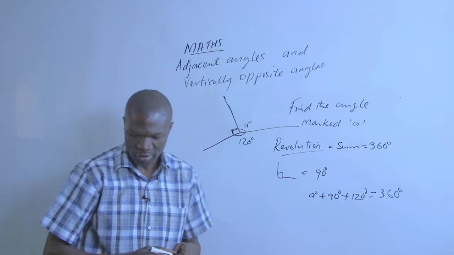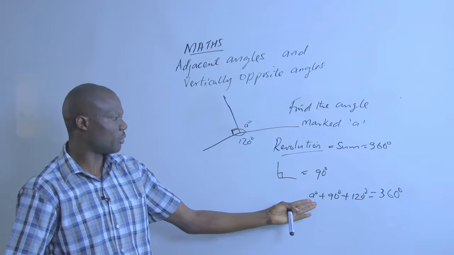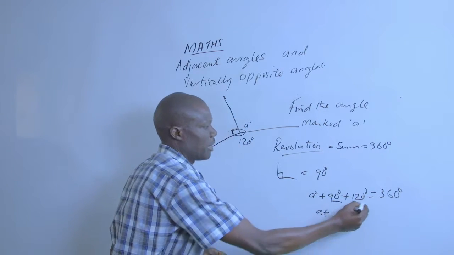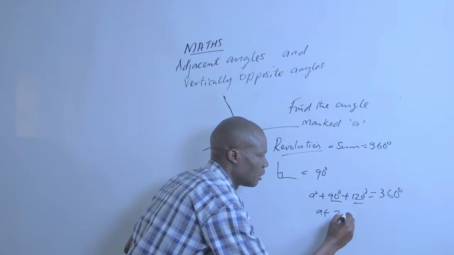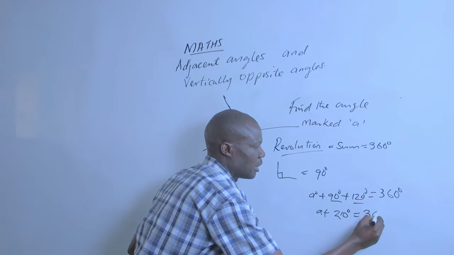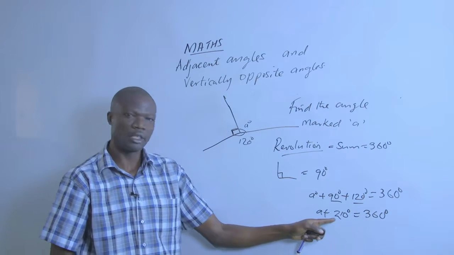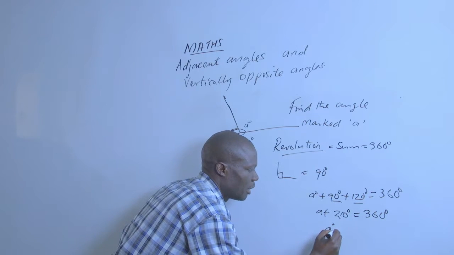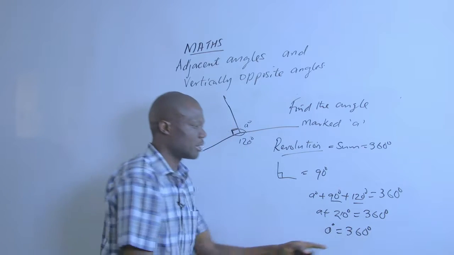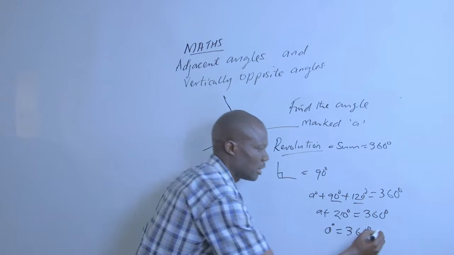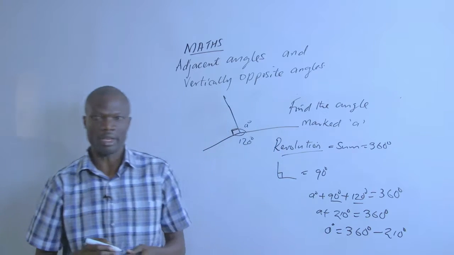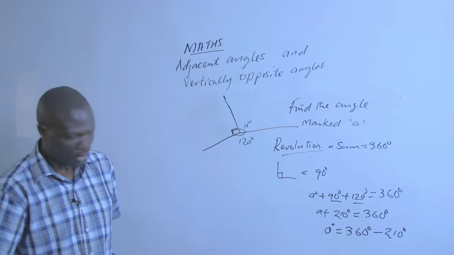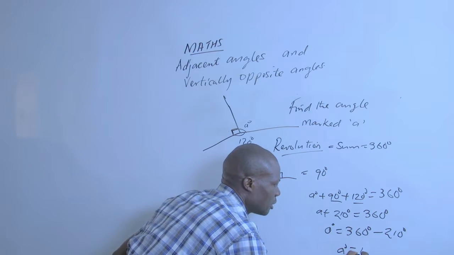360 degrees. So we need to find the size of A, and you'll notice that when you combine these two, we shall have 210 degrees, which should give us 360. So A plus 210 degrees is 360, which implies that A is 360 degrees minus 210 degrees.